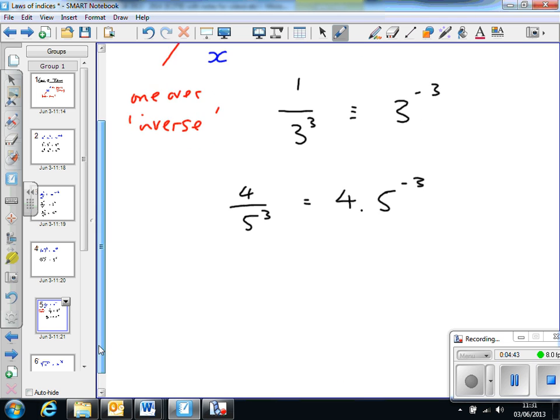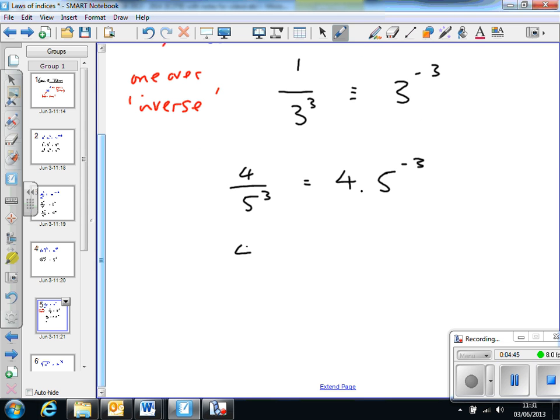Useful in differentiation in calculus. I've got something like 4 over x cubed, as you will see. How do I differentiate something like this? I rewrite the 4 as it is, but then the inverse of x cubed, the 1 over x cubed, would be written as x to the minus 3, and then I would use the laws of indices to solve it.